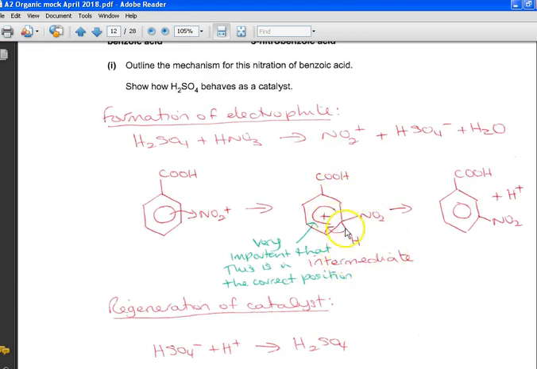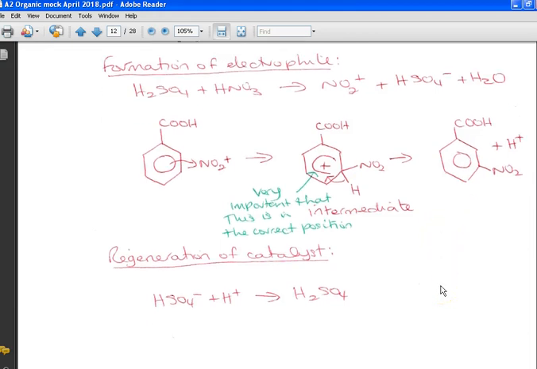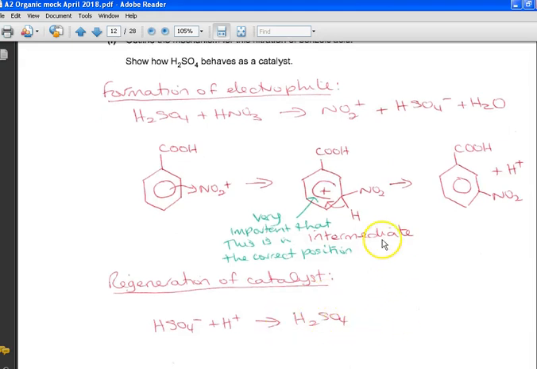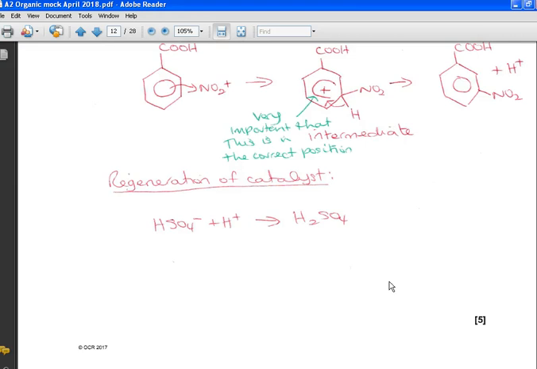So this is the intermediate, so we've still got a hydrogen here and an NO2, so the curly arrow goes from the bond in the hydrogen towards the center of the molecule, and don't forget at the end here that you have to put H+, because the hydrogen is now lost. Your NO2 is attached, but your hydrogen ion is lost. And then finally you need to show how the catalyst is regenerated, so that hydrogen ion joins with the HSO4 minus ion and reforms H2SO4. In that case you would get all 5 marks.